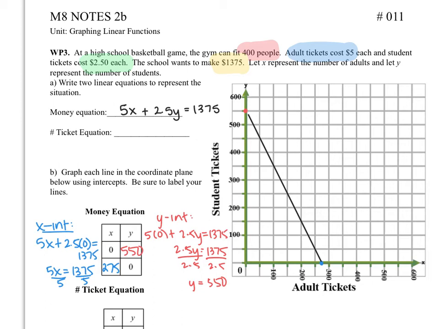So now we'll go back and write the ticket equation. For the ticket equation, we're trying to accomplish 400 tickets, and I'm doing that by combining together all of my adults, which I don't know, I've called that x, with all of my students, which I don't know, I've called that y. So this equation is x plus y equals 400. And again, that's because if you take all of the adults and add that to all of the students, you want it to equal 400.